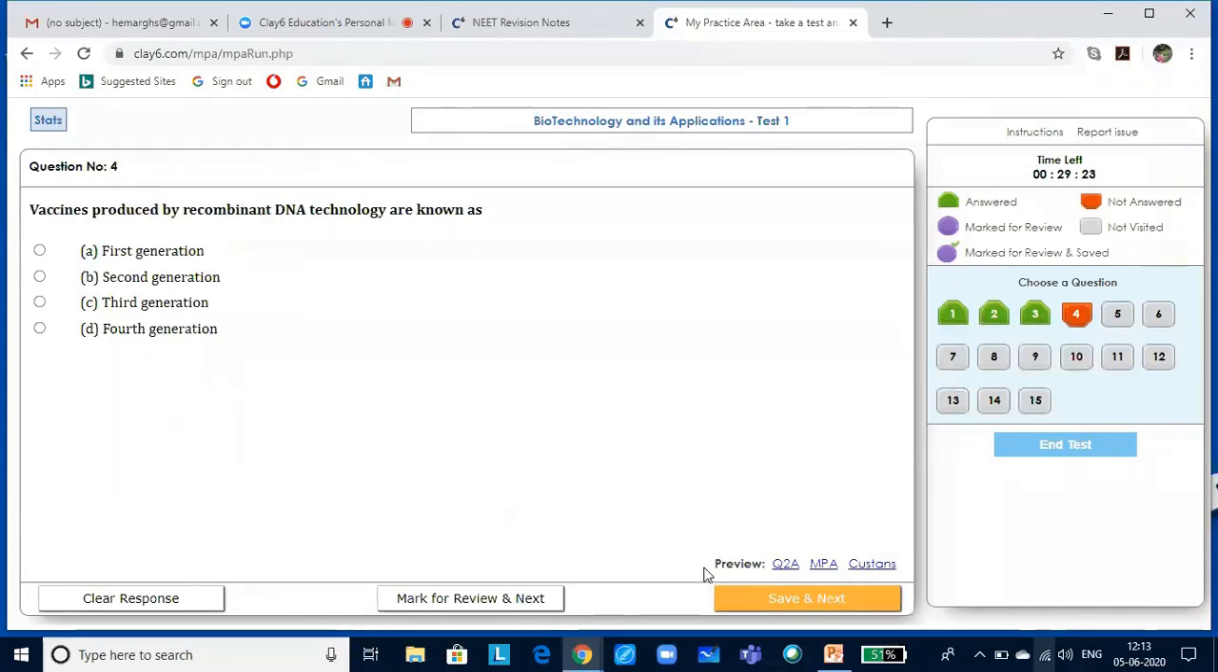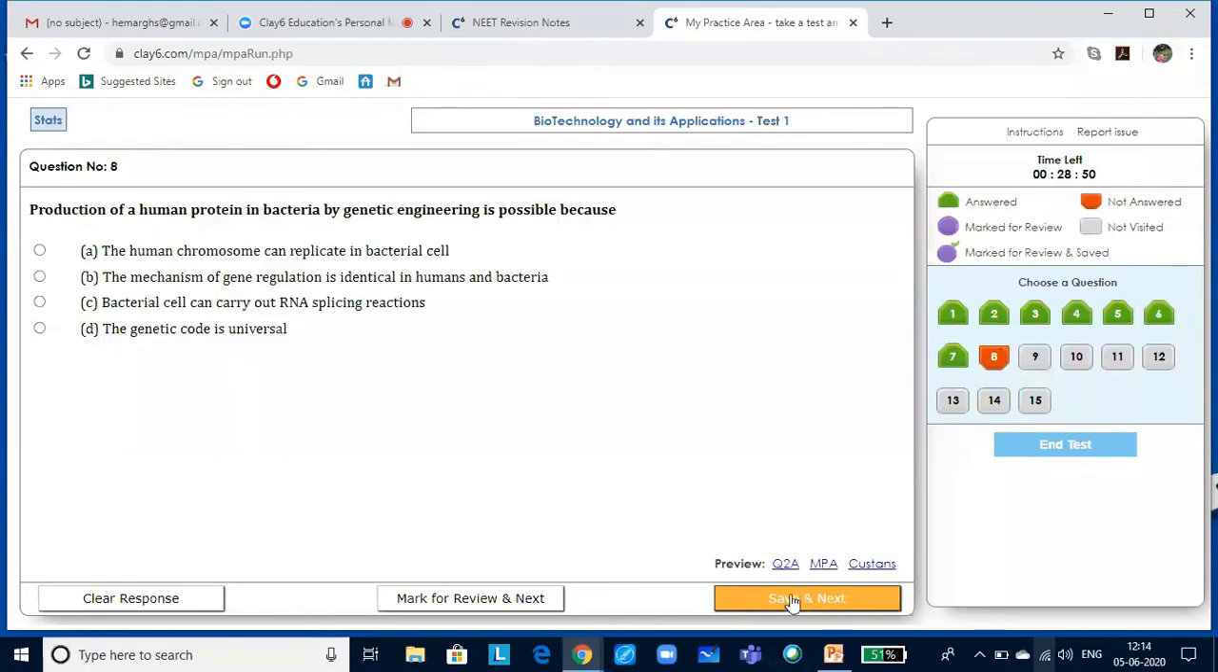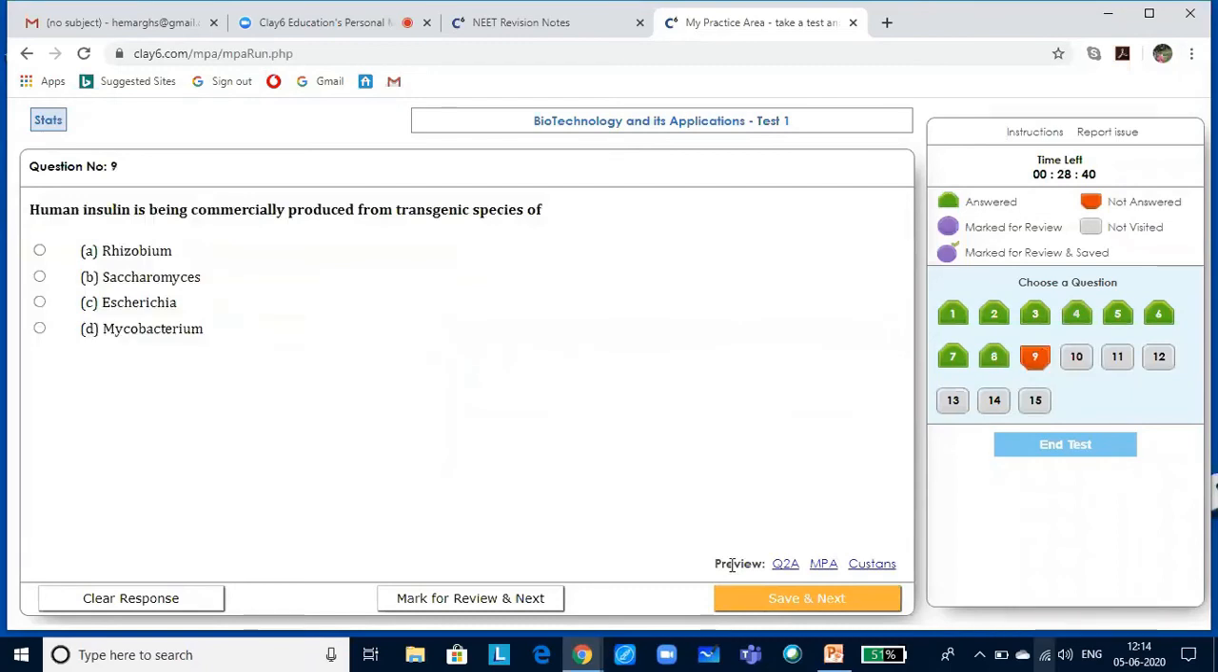Vaccines produced by recombinant DNA technology are known as second generation vaccines. Which of the following is used as a microbial insecticide? Bacillus thuringiensis. Producing a giant mouse in the laboratory was possible through gene manipulation. The second step in most genetic engineering experiments is production of recombinant DNA. Production of human protein in bacteria by genetic engineering is possible because the genetic code is universal. I told you when we were discussing, it is the same from prokaryotes to eukaryotes. Human insulin is commercially produced from transgenic species of Escherichia coli.